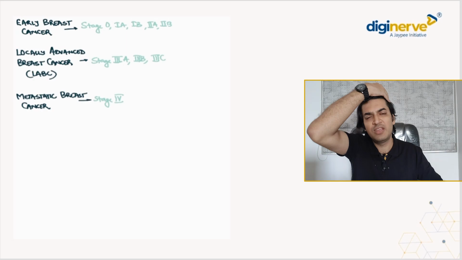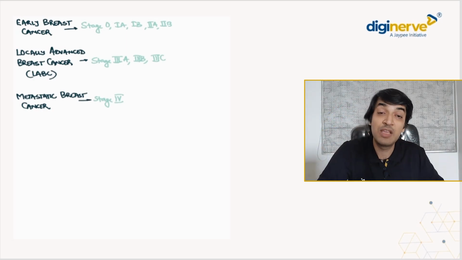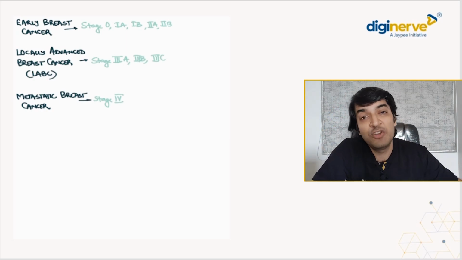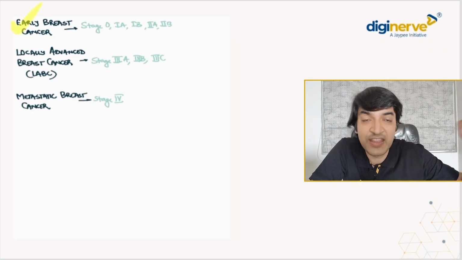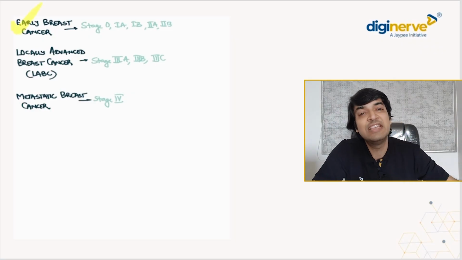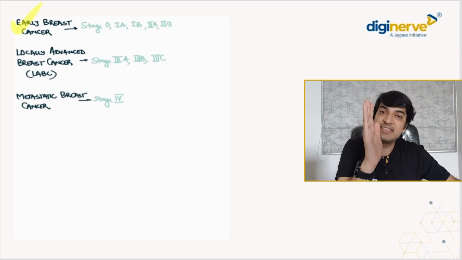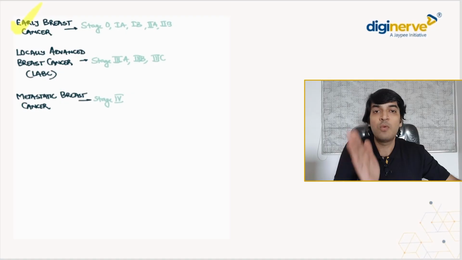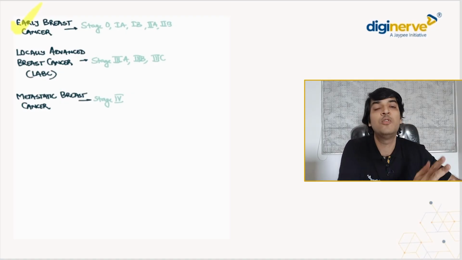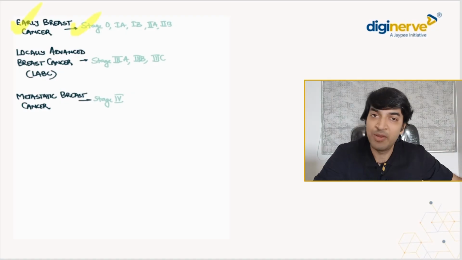अब बेटा कुछ चीज़ें होती हैं जिसमें बच्चे confuse हो जाते हैं. Sometimes they don't give you the exact stage. They mention that the tumor is early breast cancer. Early breast cancer मतलब आपको स्टेज imply करने की कोशिश कर रहा है. So what all stages are included in early breast cancer? Stage 0 to stage 2. So 0, 1A, 1B, 2A, 2B. This is what classifies as early breast cancer.